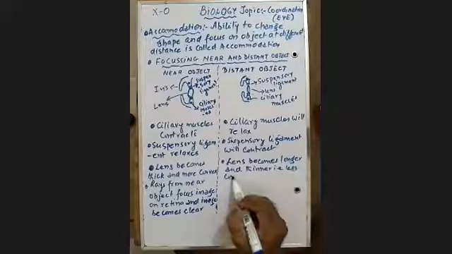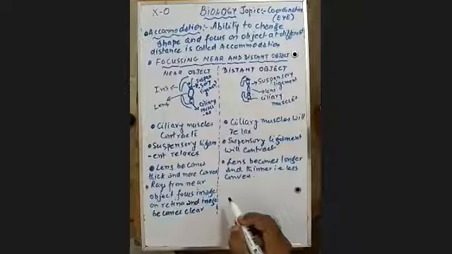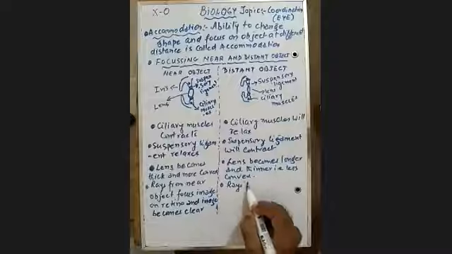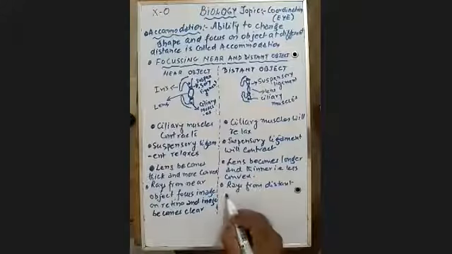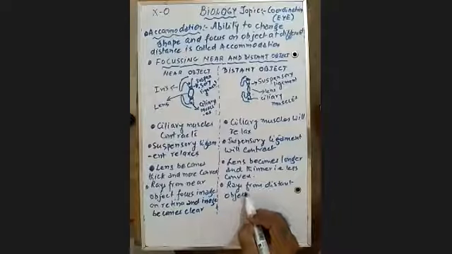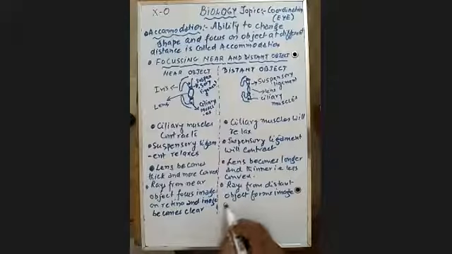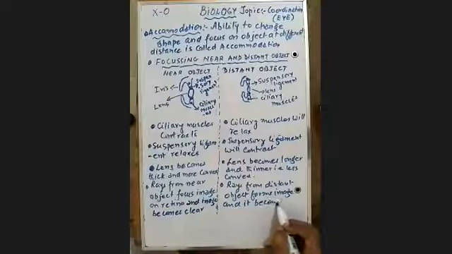That is less convex. Then what will happen? Rays from the distant object form the image, and it becomes clear. I'm repeating once again.